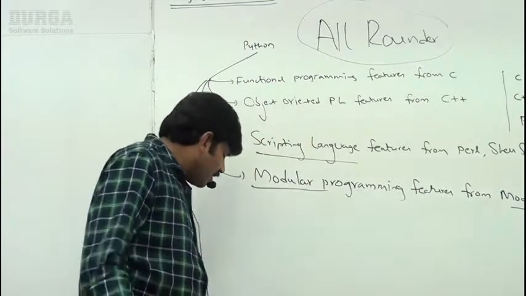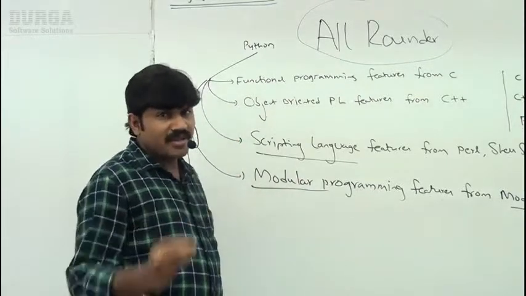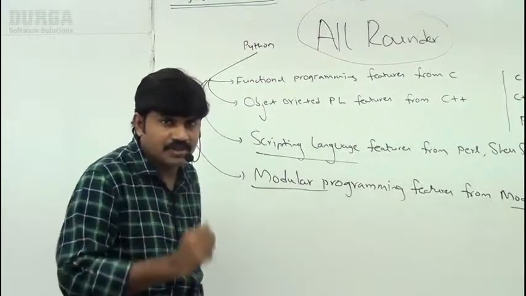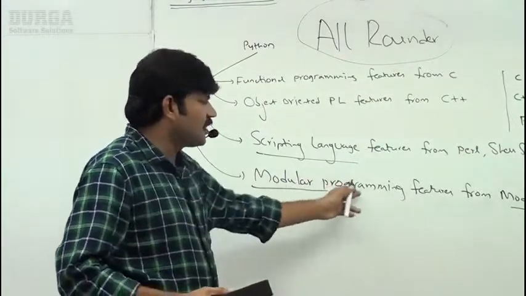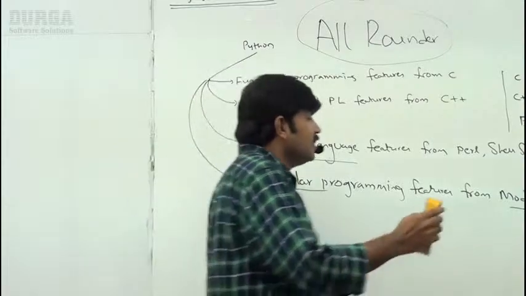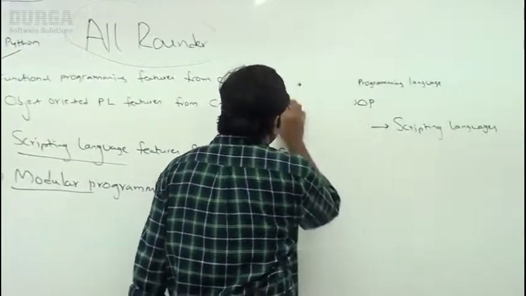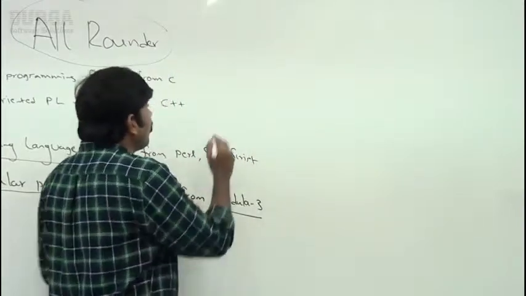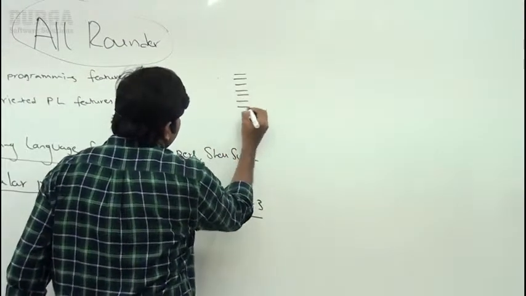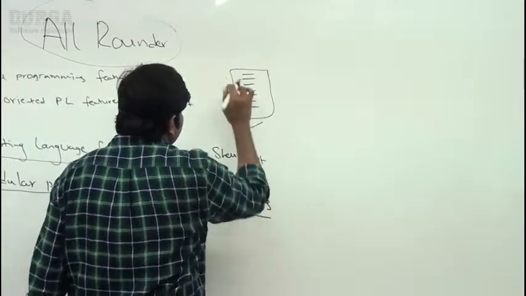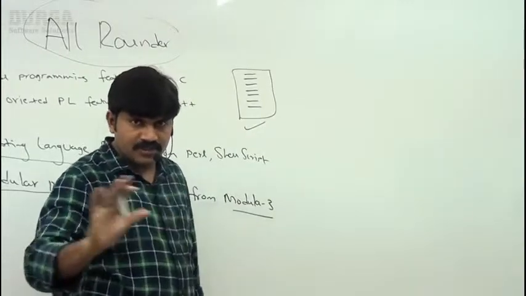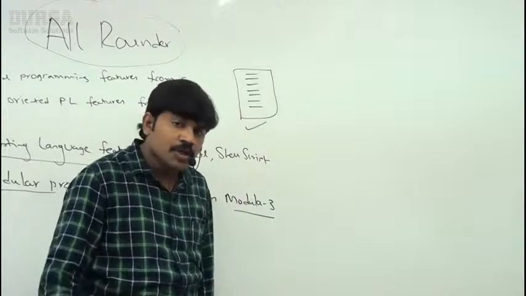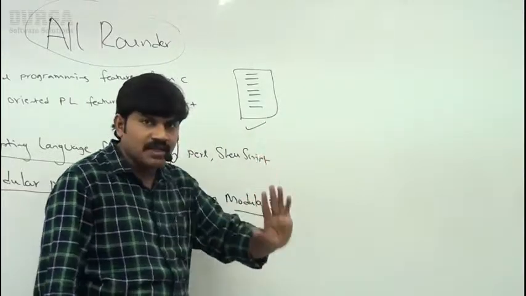Now theoretically, let me show a basic idea in two or three minutes. Anyway, the modular one is completely outdated, don't worry. Remaining three things, sir. What is a scripting language? Scripting language means a group of lines will be there, and this group of lines will be executed one by one. No functions concept, no classes concept, just a group of lines executed one by one. That is nothing but a scripting language, right?